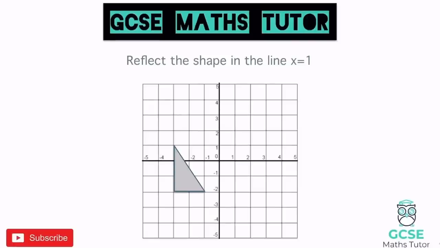Okay, so reflect the shape in the line x equals 1. Now this is your x-axis and this is your y-axis, so x equals 1 is right there. And the only line that you can do from that point, other than going across the x-axis, and it doesn't say the x-axis, is to go up and down. So x equals 1 is this line here. If you think about any coordinates on that line, the x-coordinate's always 1. So that's our reflection line there. Now we're going to reflect it in that line, which is quite nice and easy to do.